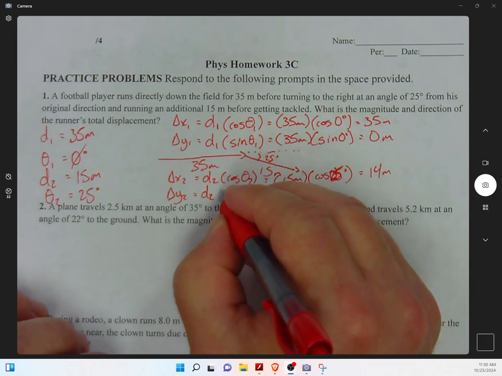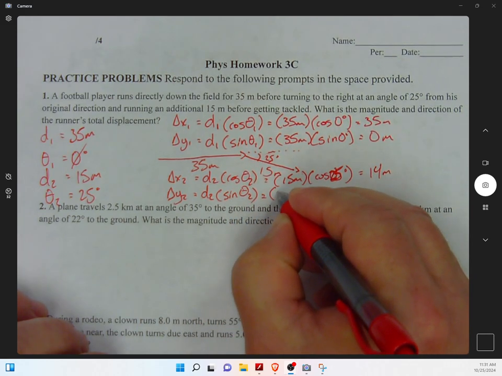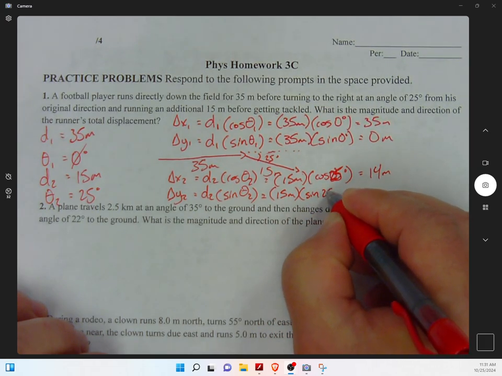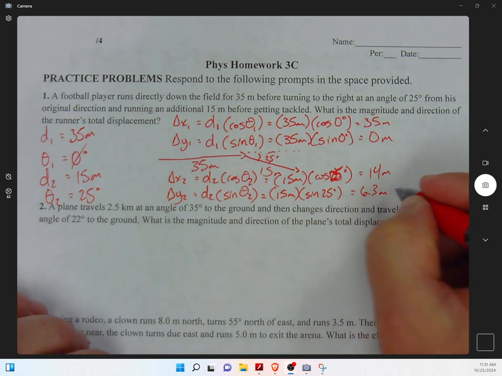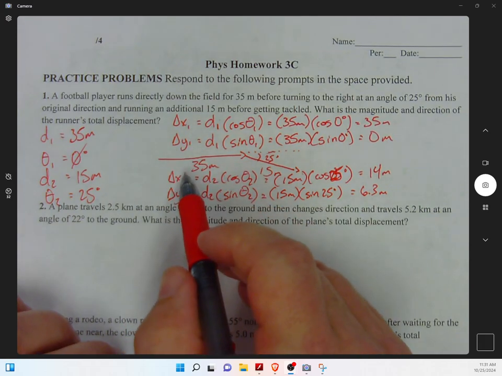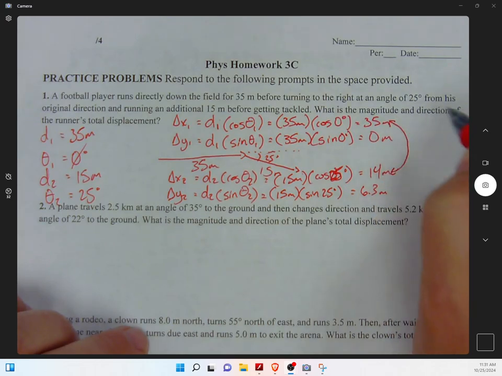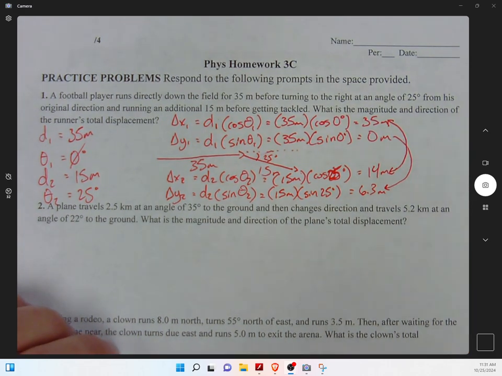Okay, my displacement times the sine of the second angle is going to be 15 meters multiplied by the sine of 25 degrees. That ends up being 6.3 meters. Okay? So I have two x components and I have two y components. I will add the two x components together, and I will add the two y components together. And what that is going to give me is a right triangle.